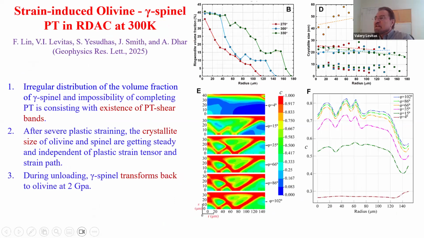We also found that after severe plastic deformation, crystallite size in olivine and spinel are getting steady and independent of plastic strain, plastic strain path and pressure. Then spinel is much weaker than olivine, so we expect strain localization. And indeed, our finite element simulation, this is quarter of sample, shows appearance of transformation deformation band. And that is exactly what we need for our theory of deep focus earthquake. So this is quite strong conceptual confirmation, but this is at room temperature only at the moment.